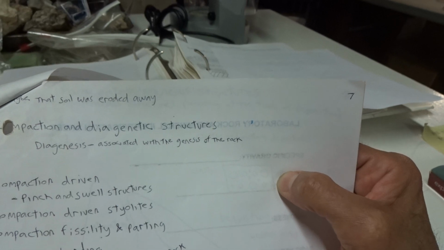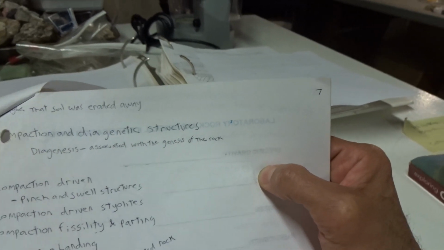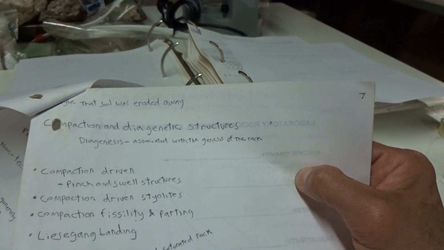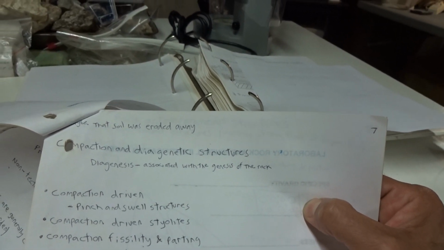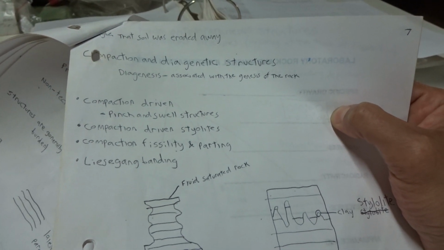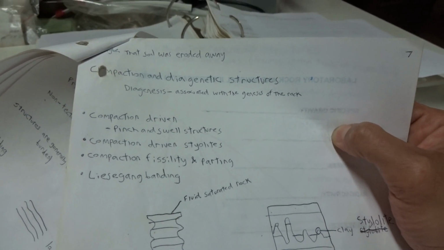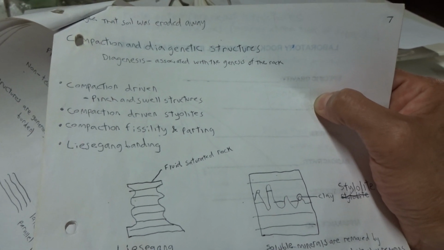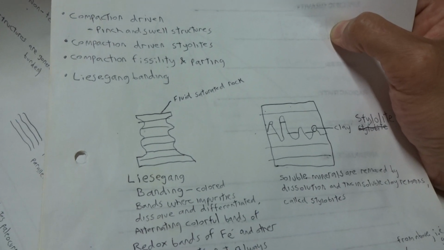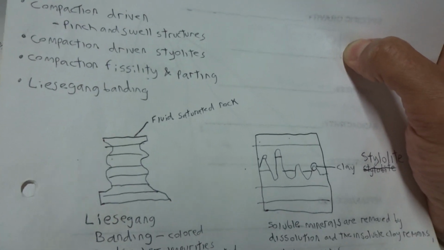We have compaction and diagenetic structures. Diagenetic means associated with the genesis or the formation of the rock. It's compaction-driven, pinch and swell structures, compaction, foliation and parting, and Liesegang banding.